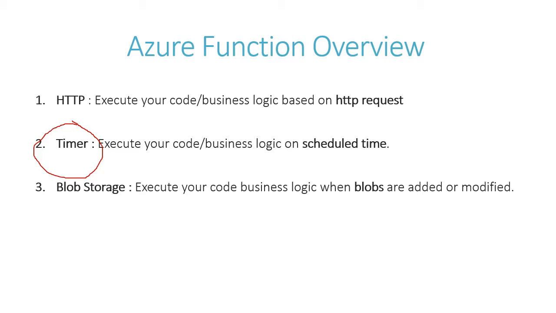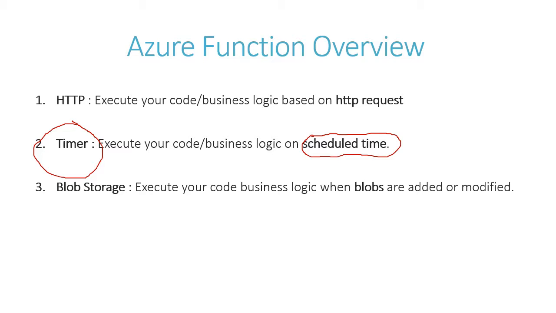Now, the second one is the timer trigger function. What it does is, let's say every day you want to perform some cleanup. Every day at some time, let's say around 12 o'clock, you want to perform some cleanup. You can write code or business logic for a cleanup, and you can schedule that code to run at a particular time. You can see here a scheduled time. So timer trigger function lets you execute business logic based on the scheduled time.